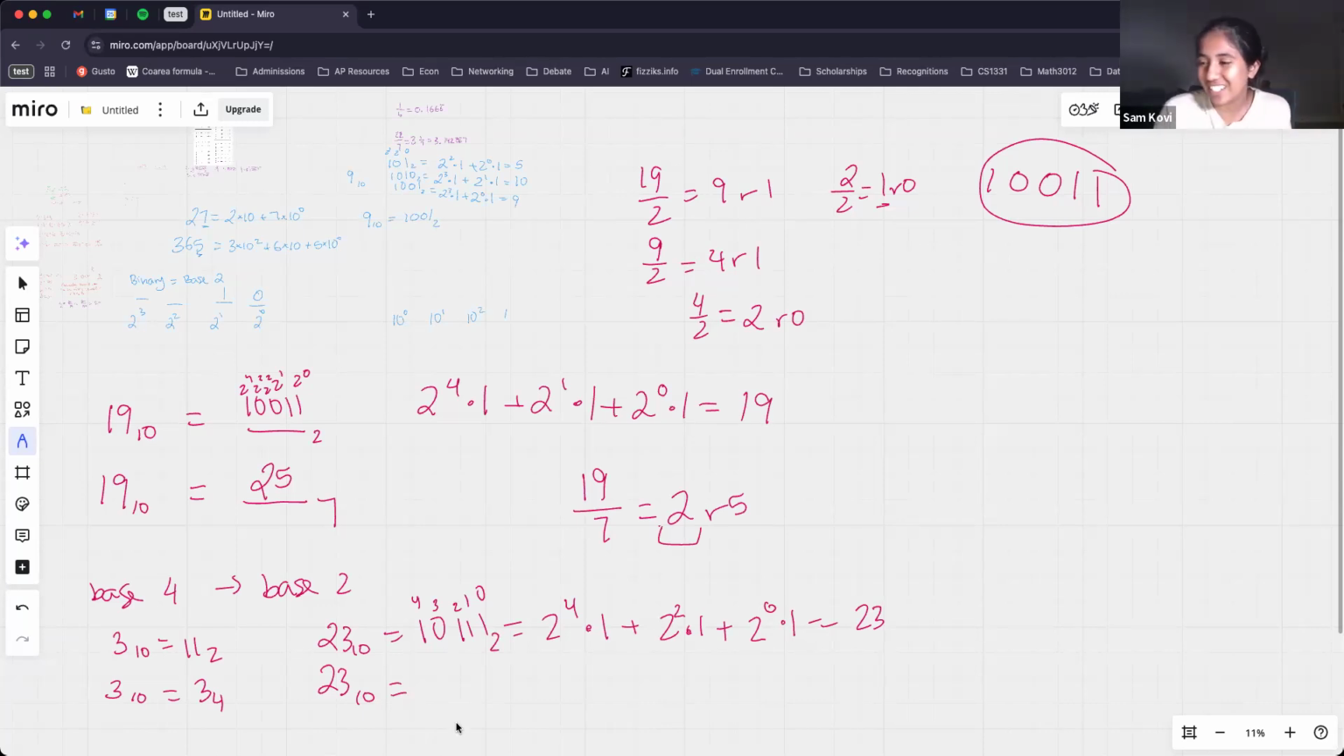Now, can you write 23 base 10 in terms of base 4? Did you guys do that conversion? Oh yeah, I did forget to do the power 1. Thanks, Behi. Appreciate that. While I'm fixing that, can you do 23 base 10 in terms of base 4?